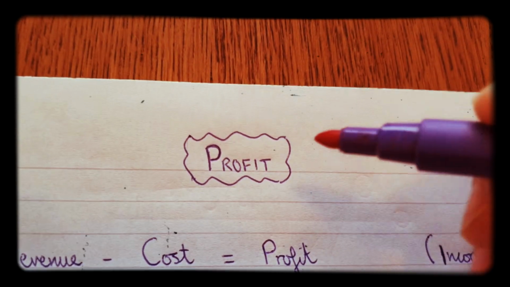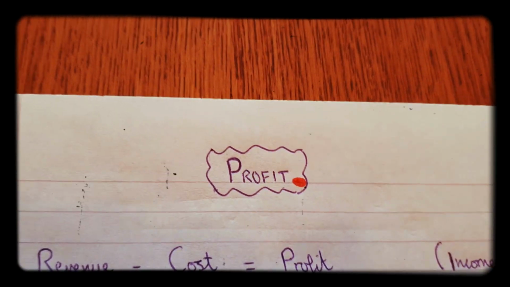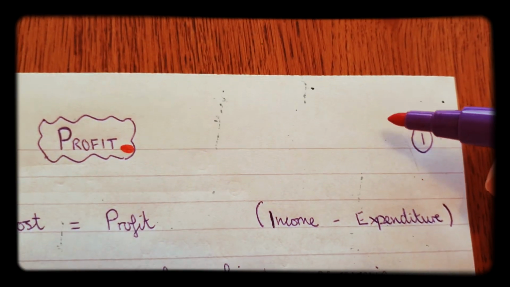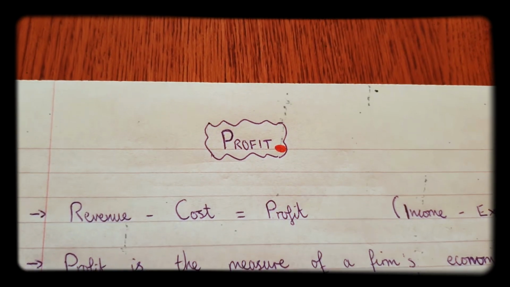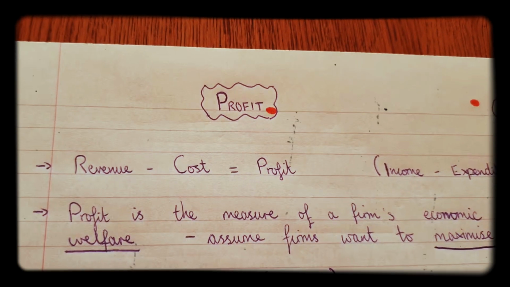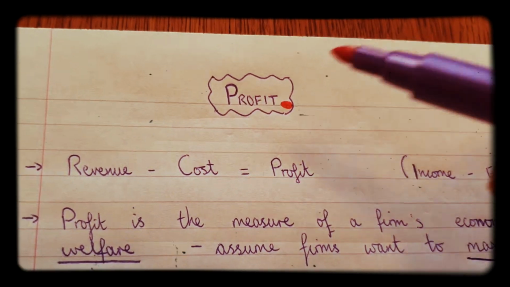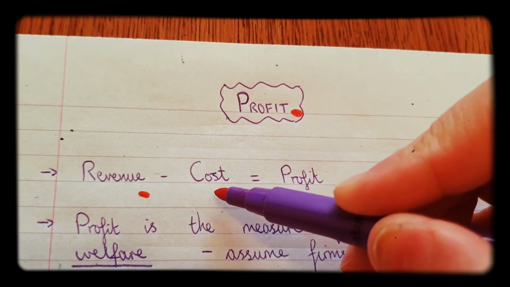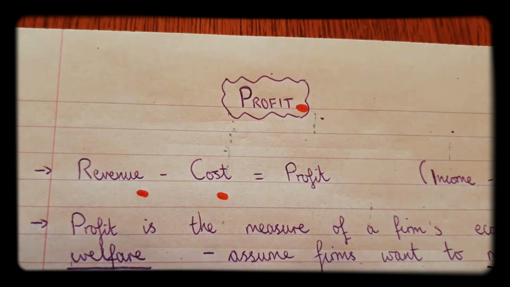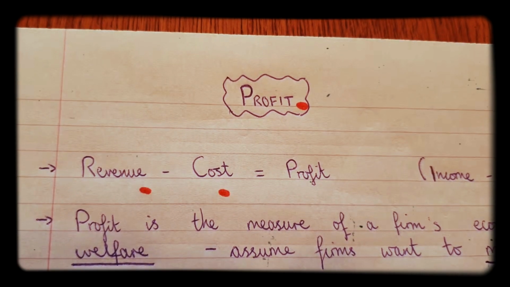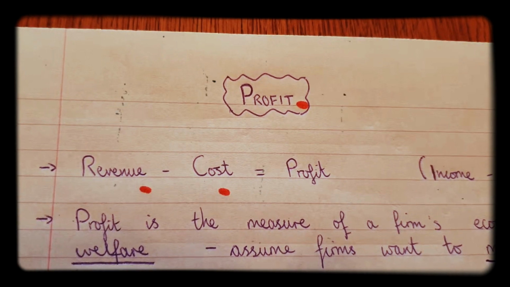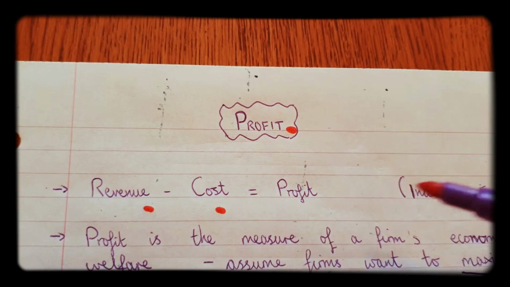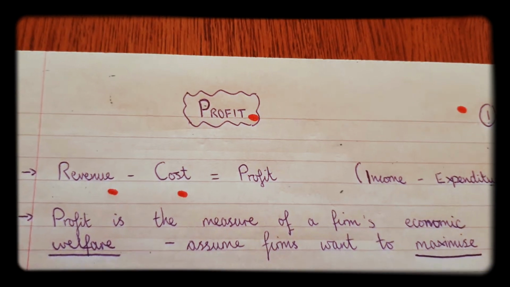In this video, we're going to be looking at the topic of profit in economics, and this is video one of three videos on profit that I'm going to do. So first of all, profit is defined as revenue minus cost. In my previous videos, I've talked about revenues and costs, so if you haven't watched those, please go back to those. When you do revenue minus cost, we end up with profit.